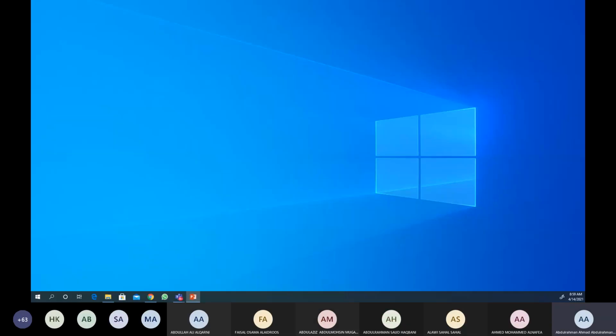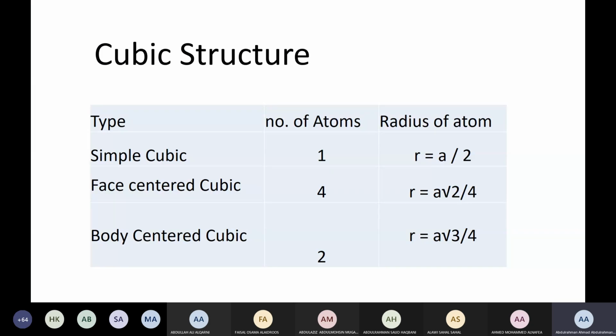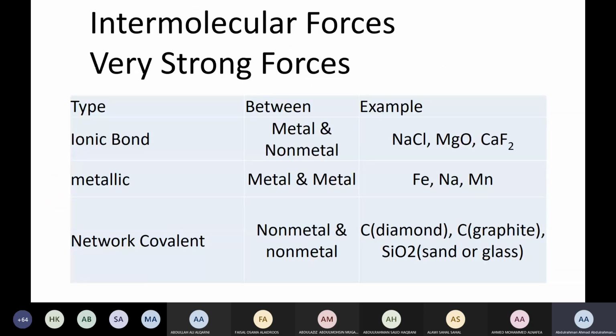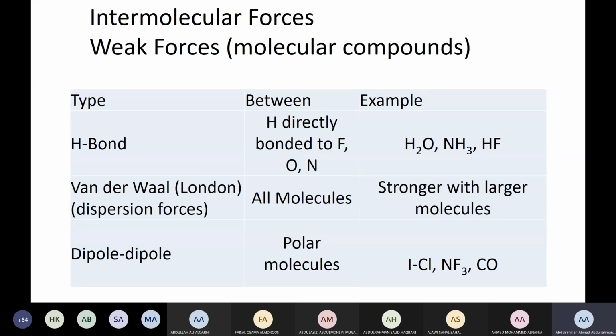I told you to look at the extra. See, this is part of the extra that is available, what's called extra. The extra I did myself for you. And in this chapter 11 in extra, I told you what is the strong force, which is ionic bond, metallic bond, and network covalent. We'll talk about them today. But last time we talked about hydrogen bond, van der Waals bonds, and dipole-dipole bond.